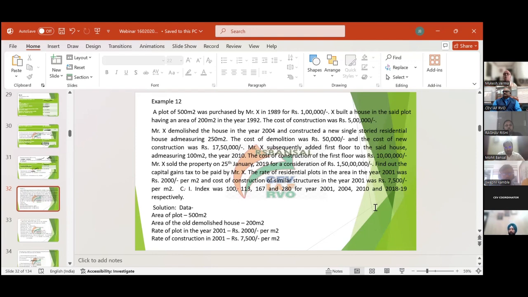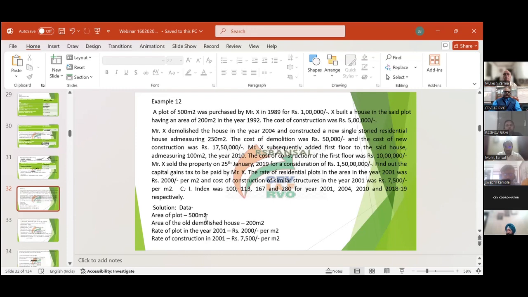The rate of residential plots in the area in the year 2001 was 2,000 per square meter. Cost of construction of similar structures in the year 2001 was 7,000 per square meter. Cost and inflation indexes are given to you for different years. And see here, what is given to you?